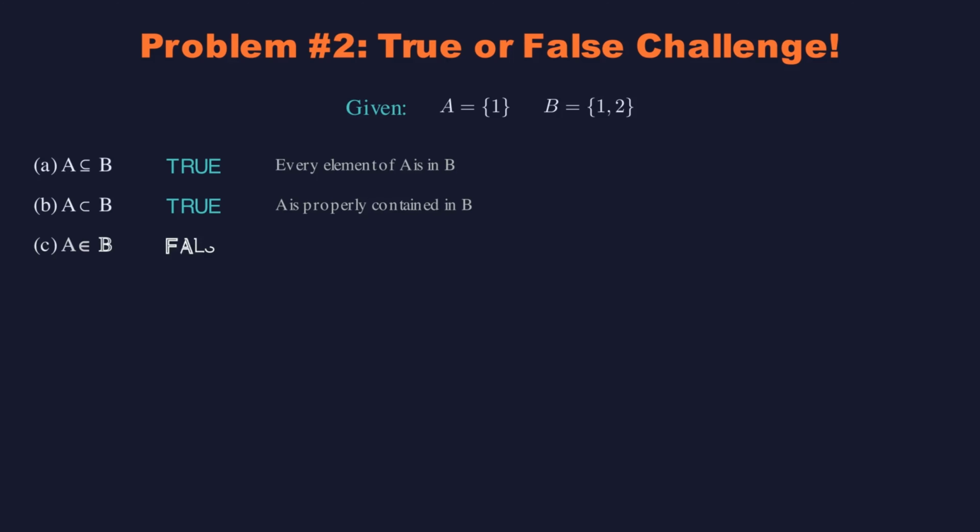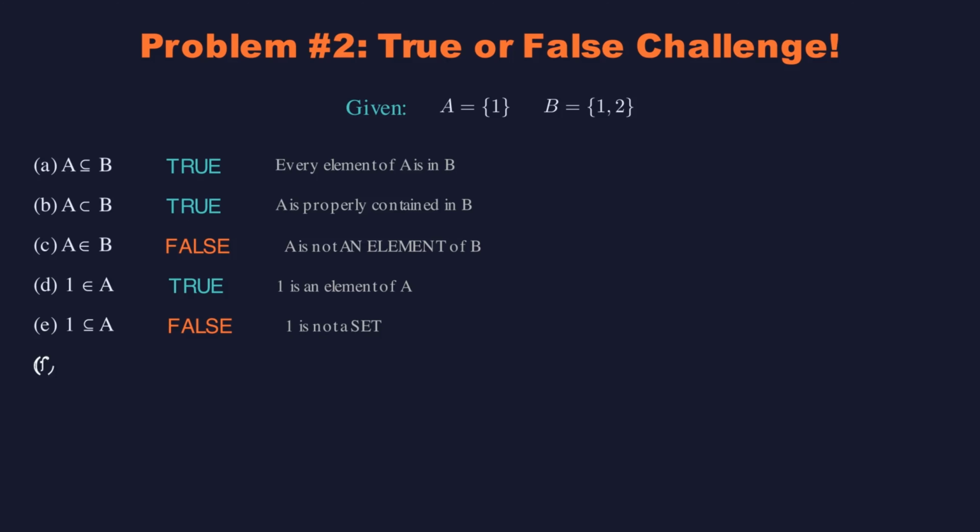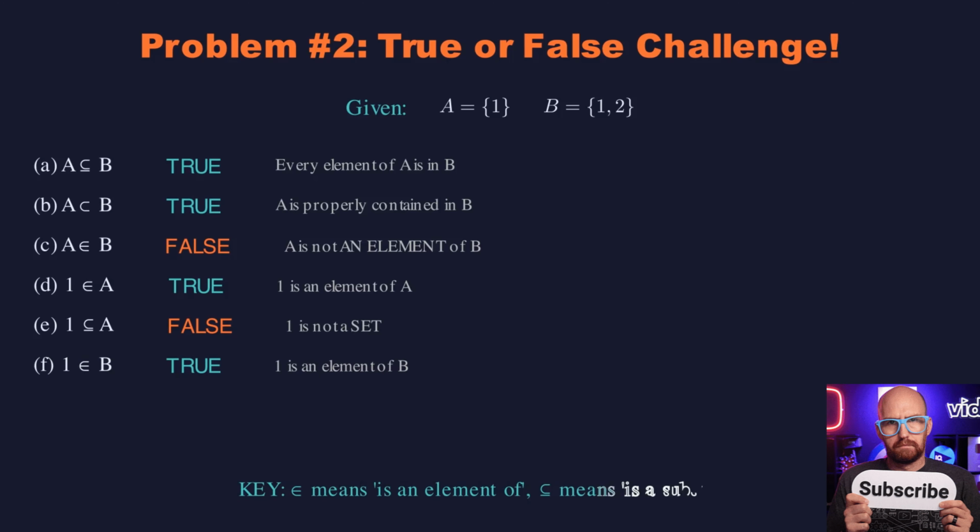Is 1 an element of A? True. 1 is indeed inside set A. Is 1 contained in A? False, because 1 is a number, not a set. Remember, element of is different from contained in. This distinction is super important.